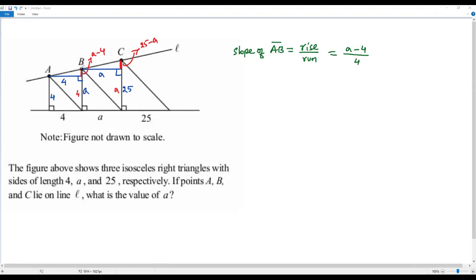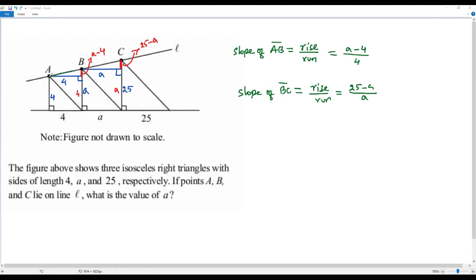Now let me get the slope of the line segment BC. Slope of the line segment BC equals, the same formula, rise over run. Here the rise is given by the length of the small vertical line segment, that is 25 minus A. And the run is given by the length of the horizontal line segment, that is A. We can plug in A for run.